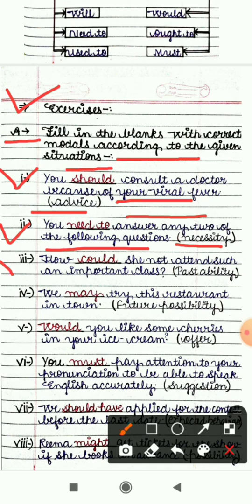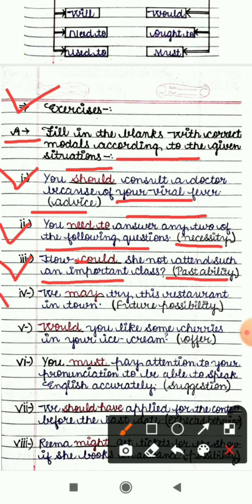Third sentence is: how dash she not attend such an important class. So here we have to show past ability, and for showing ability we use can, and when we are talking about past ability we will use could. So that's why we have filled: how could she not attend such an important class. So at that time we are telling the past ability of a person.